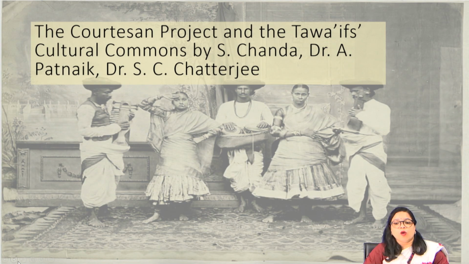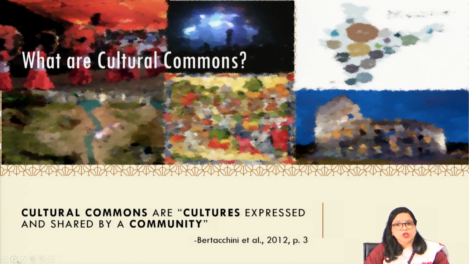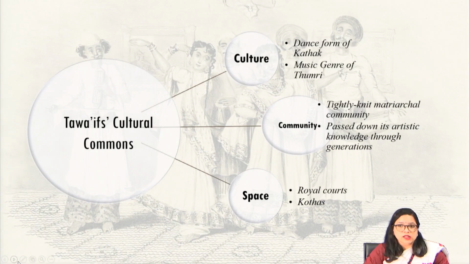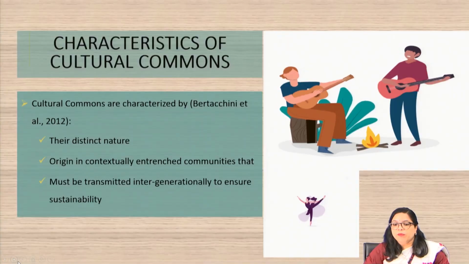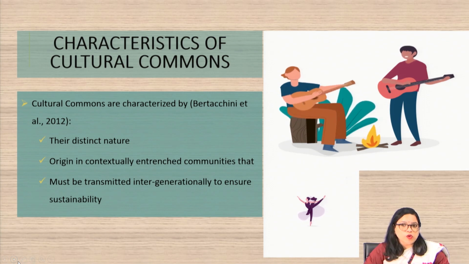We had discussed what cultural commons are in the first class. However, just to remind you again about what Bertacchini meant by cultural commons, it refers to cultures expressed and shared by a community in a given space and time. The case that I will be discussing understands the performing group of Tawaifs as the community, the dance form of Kathak, the singing genre of Thumri and the detailed dressing regime they produced, shared and passed down intergenerationally as the cultural resources, and finally the kothas they resided and performed in as the spaces of cultural production. Cultural commons in their material and non-material manifestations are products of human interaction and must be passed down from one generation to another.